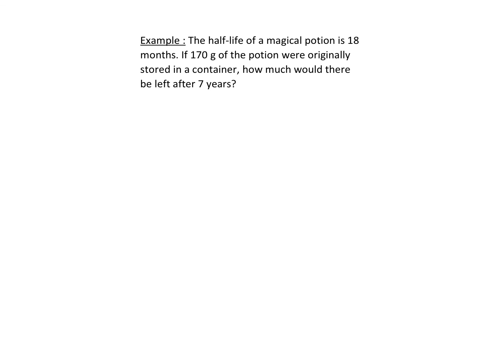So for example, we have a half-life of a magical potion is 18 months. If 170 grams of the potion were stored, how much would be left after 7 years? So our starting amount is 170 grams. It is a half-life, so that's our common ratio. Time passed is 7 years. The half-life is 18 months.